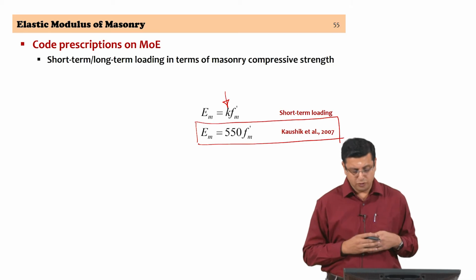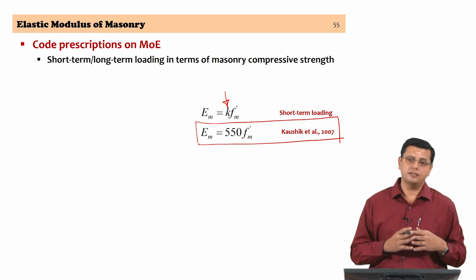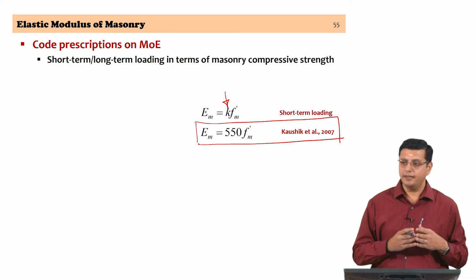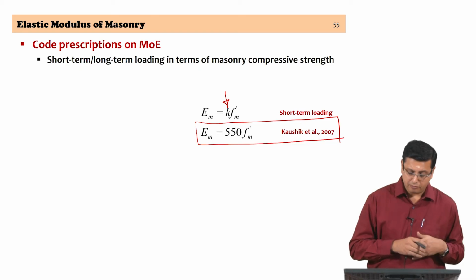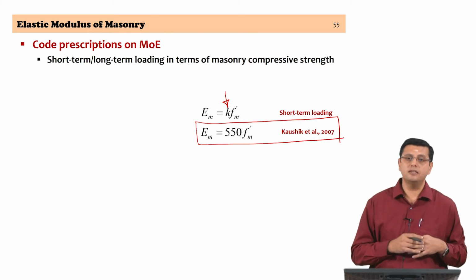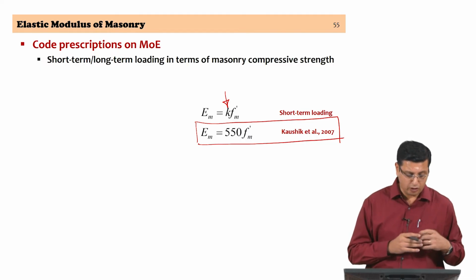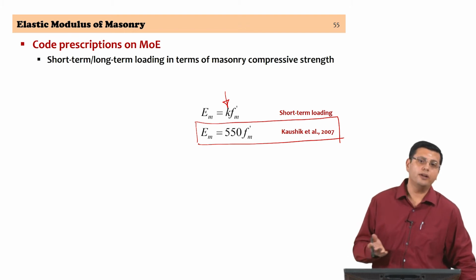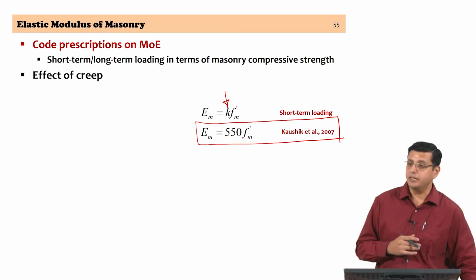If you were to use a factor, then 550 is a good estimate for the type of clay brick units that you get in India and the construction practices adopted in India. So, 550 times the compressive strength of masonry that you are adopting in your design is a good estimate of the modulus of elasticity. So, the reason why we need to be looking at short term loading versus long term loading is primarily because masonry again is a material that is significantly affected by long term loading effects, particularly creep.